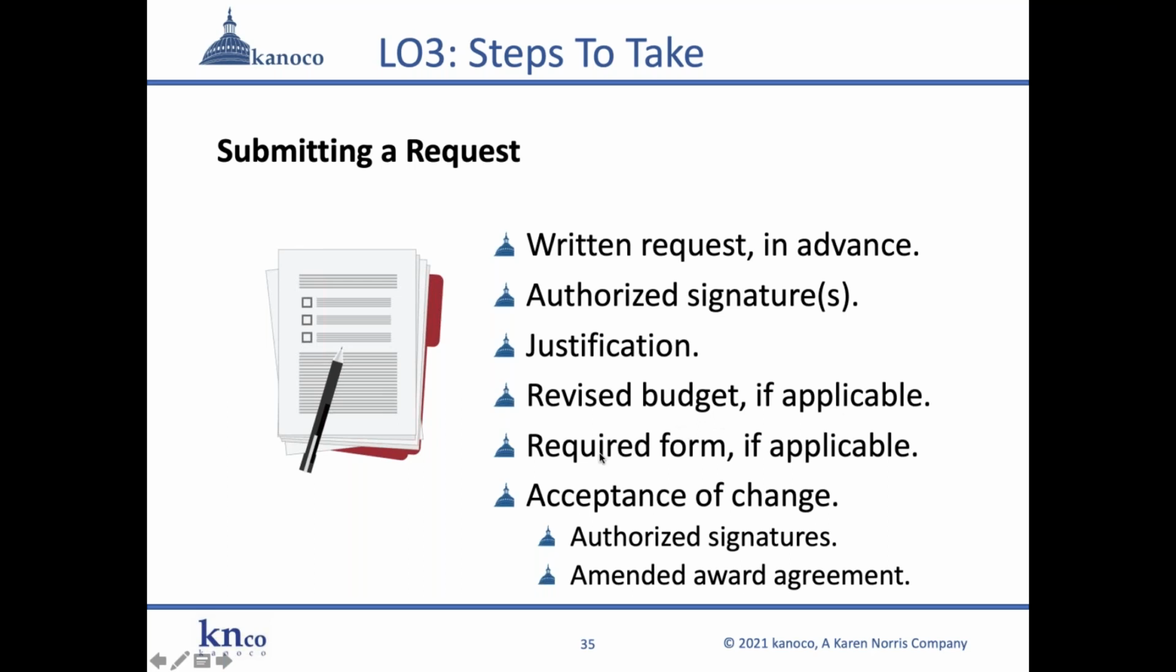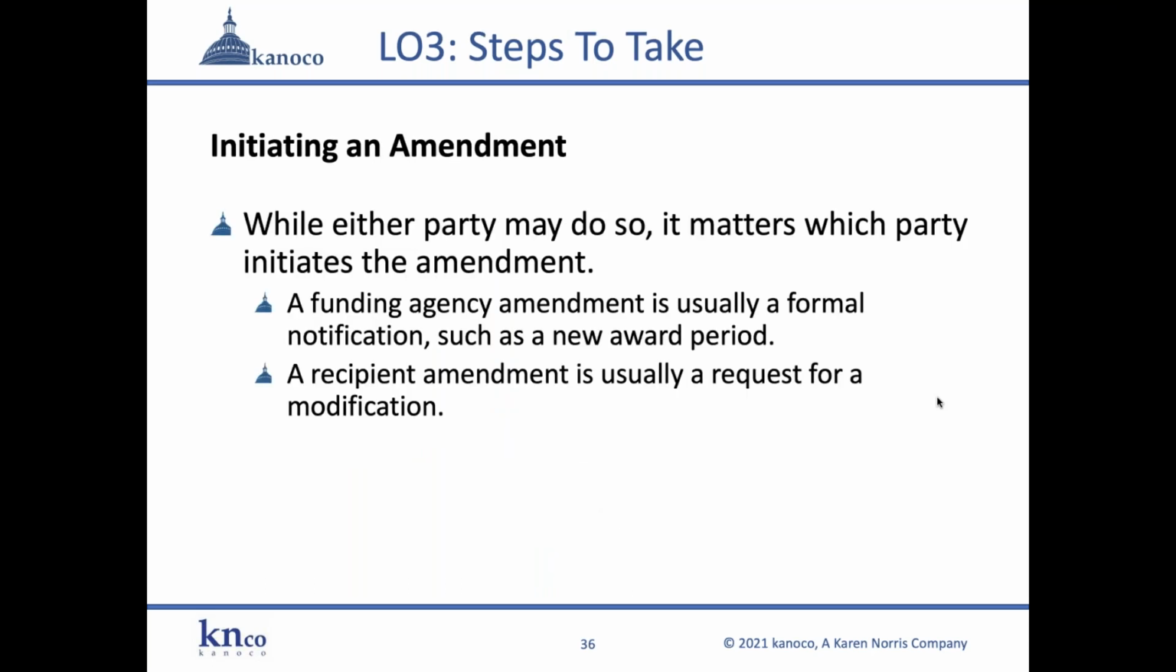If the awarding agency wants you to use one of their required forms, they may have a particular budget amendment form, then use it. So work with the awarding agency. Can we submit it anyway, as long as it's in writing, or do you want it in a particular format? And then there has to be clear evidence of the acceptance of the change. And that would be the authorized signatures and the amended award agreement, which we've talked about.